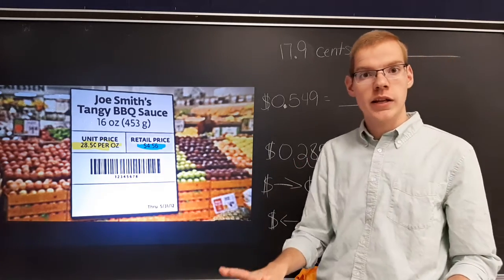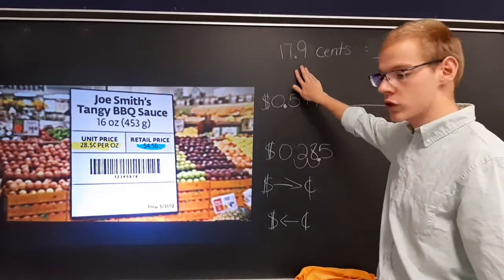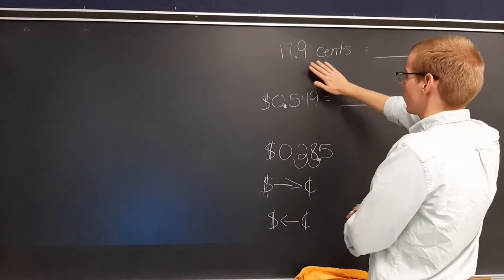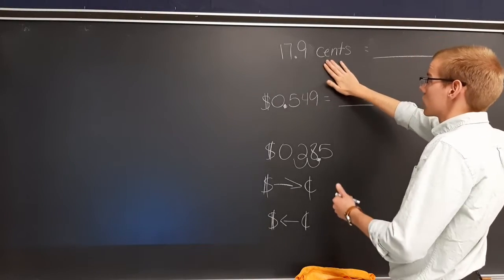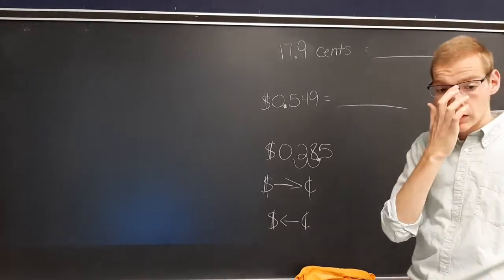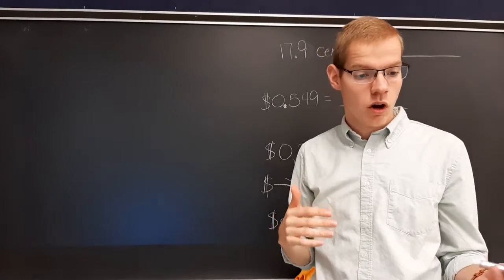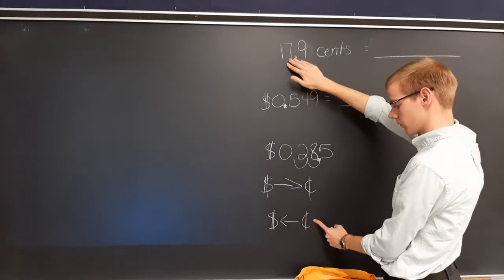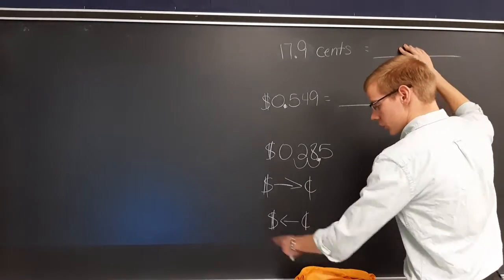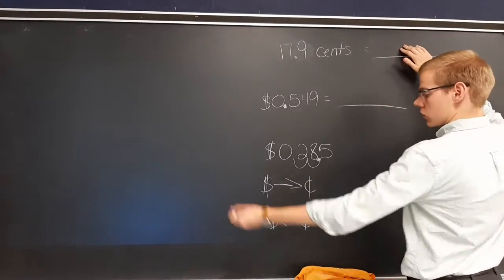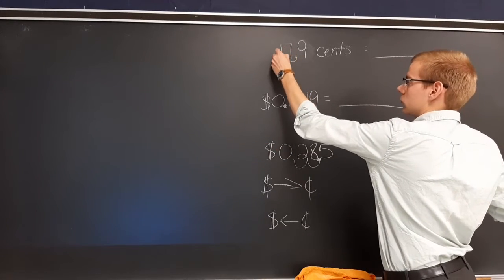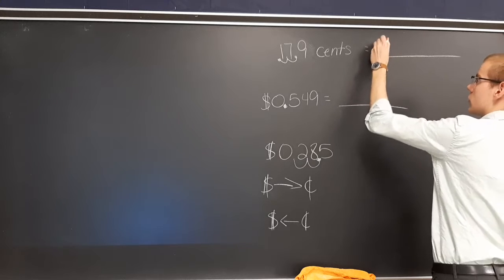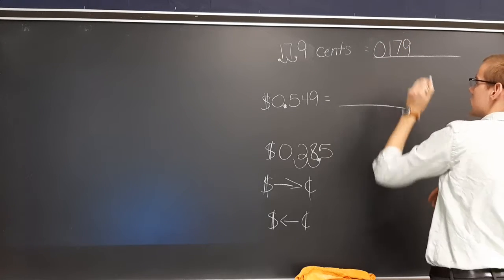So let's go ahead and do this one. This is just a random example. 17.9 cents, changing that to dollars. That's what we're going to be doing from number one, A to C. So change this from cents to dollars. We move it twice to the left, 1, 2. So we have 0.179 dollars.